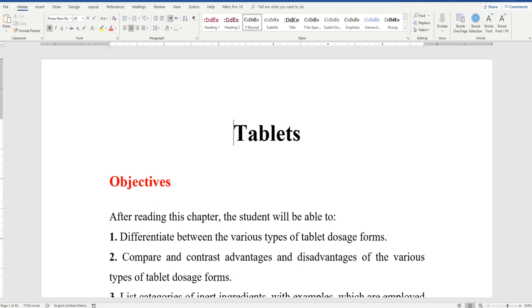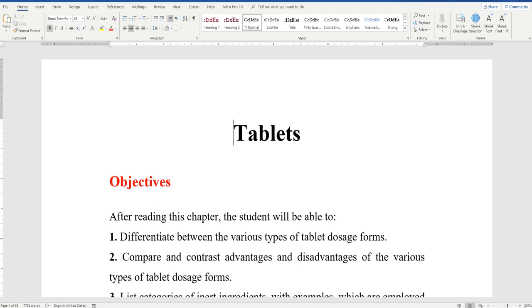I welcome you to our third topic, and that is about tablets. This topic is very important. It will be included in the final exam. It's the longest topic that we will talk about. So you need to pay attention.